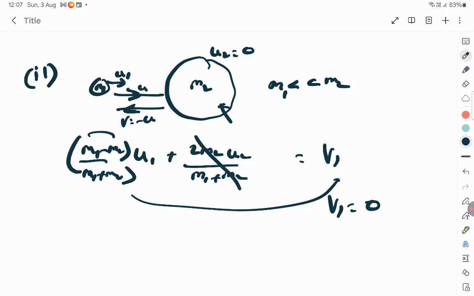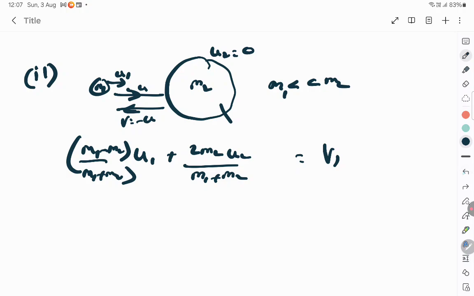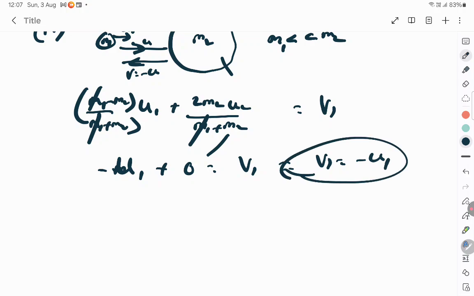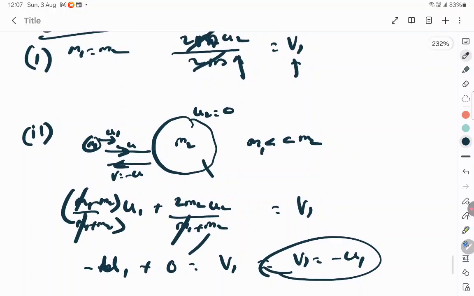If m2 is much larger than m1, you can ignore m1. So it's going to become minus m2, and m2 gets cancelled, minus u1. You know, the second velocity is anyway 0, so v1 is equal to minus u1, and we got what we want. So that's the second derivation, where m1 is much lesser than m2.